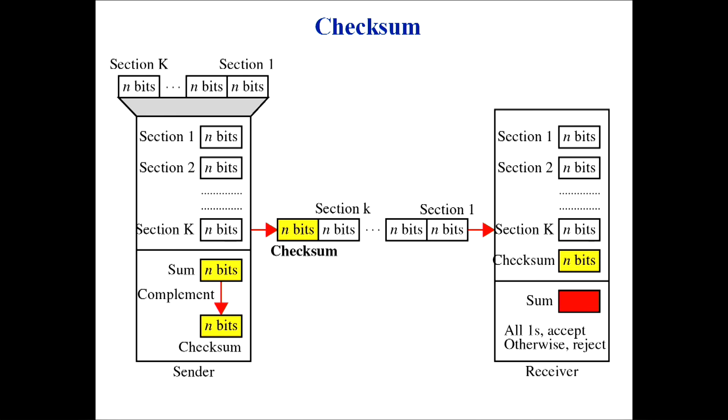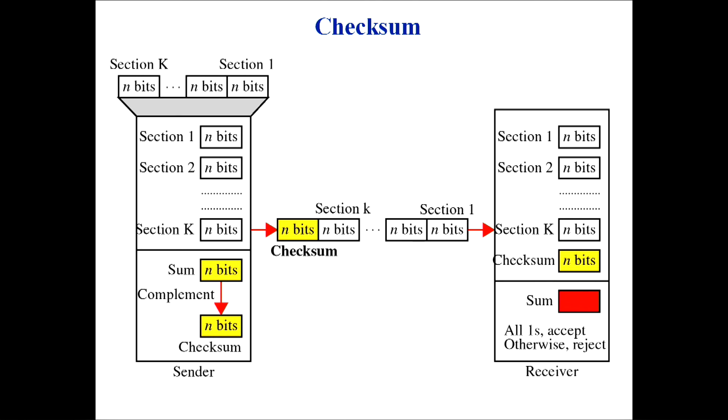Next, the fourth method is checksum. This is the easiest method for error detection. Checksum means on the sender side, the sender will add all the data, and that sum is called the checksum. Then they will complement that sum and send it to the receiver along with our data.